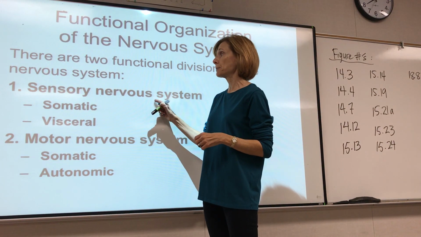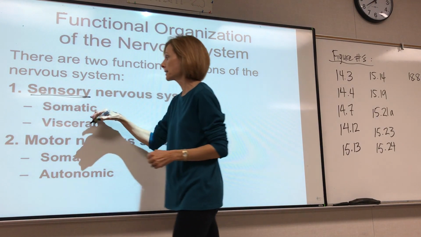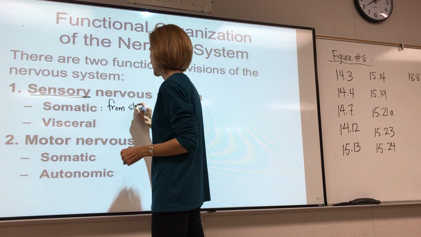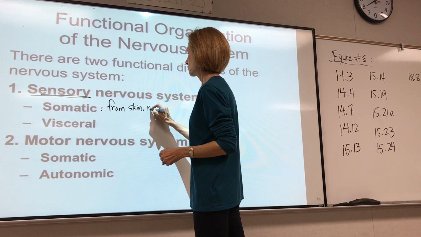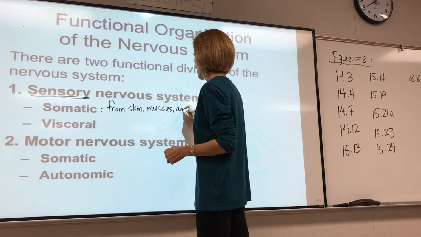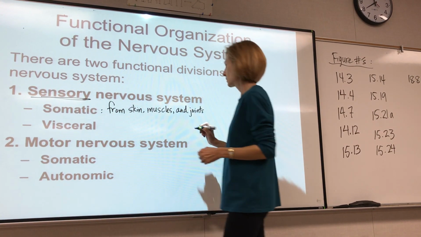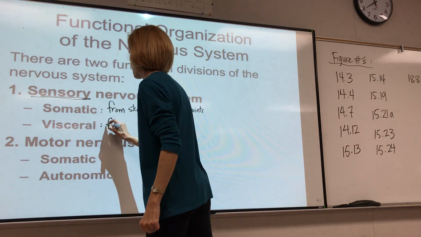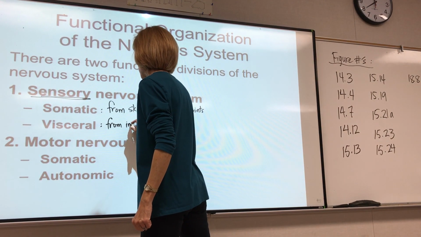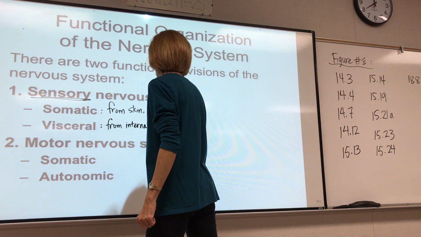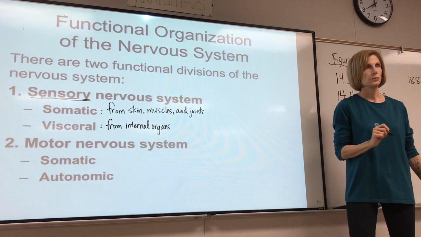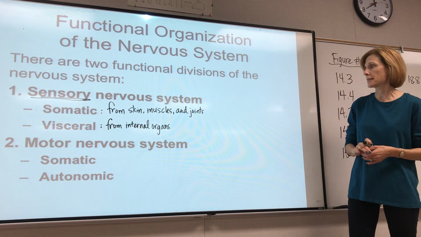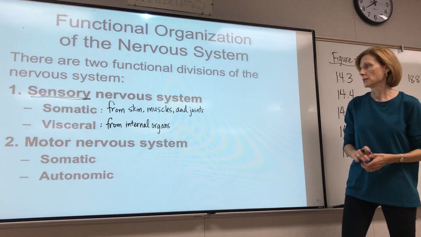Okay, so we have these two types of sensory information. Somatic sensory information comes from the skin, muscles, and joints. Okay, sensory information from the skin, muscles, and joints. Visceral sensory information is from our internal organs, also called viscera. Okay, so sensations like pain, cramping, nausea, hunger, those kinds of sensations are visceral sensory sensations.